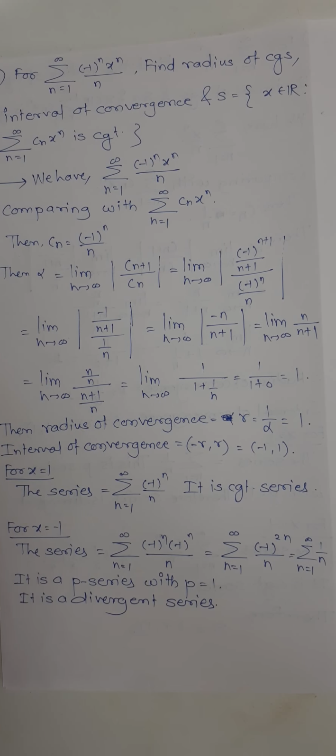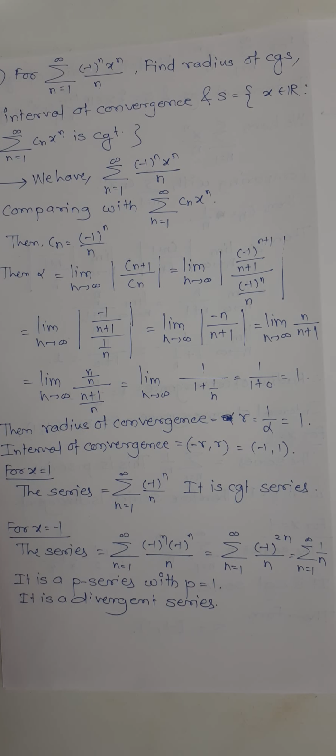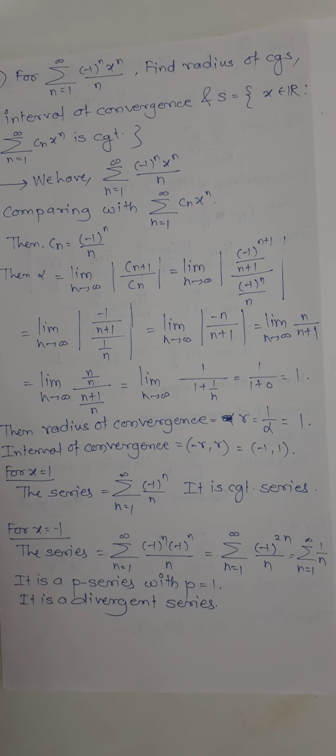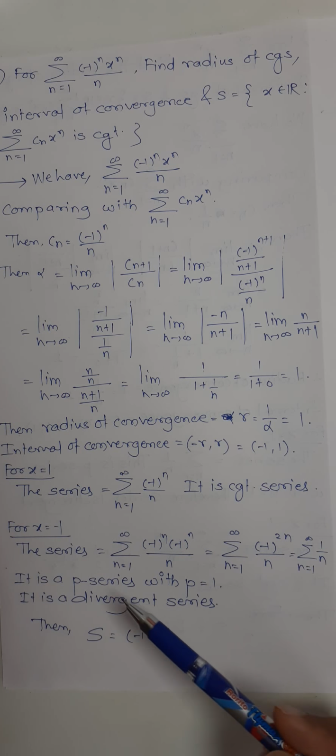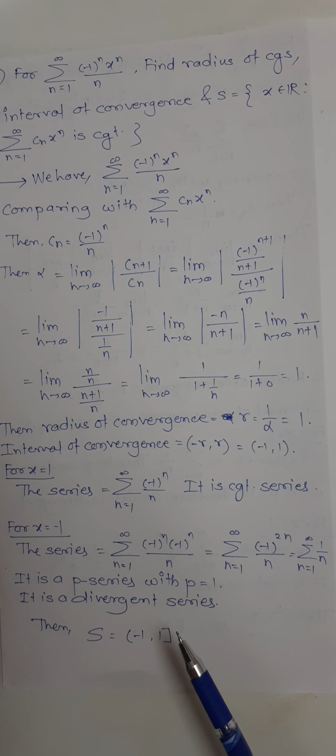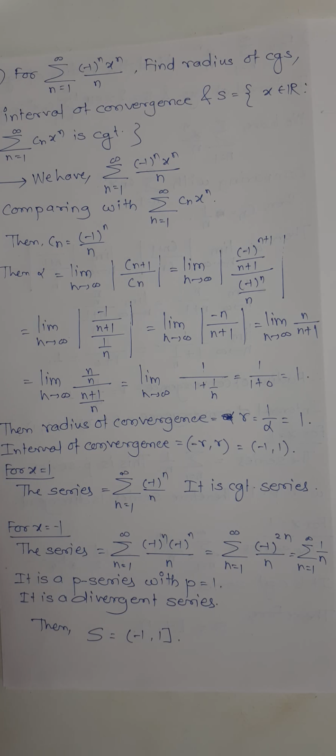See what we get then. For 1 it's convergent, but for -1 it is divergent. Therefore the set S will be this one. I have written the same interval -1 to 1, but for 1 it is convergent, so that's why I included 1, but at -1 it is divergent, so I removed -1 and I got this set S. Thank you.